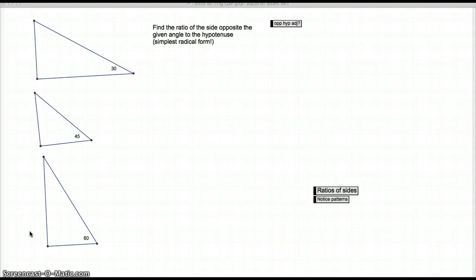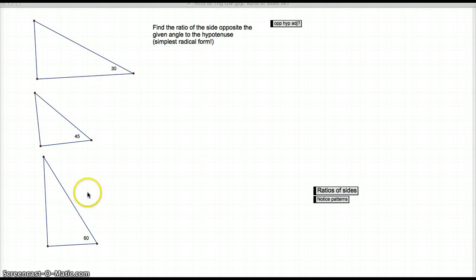Okay, we're going to talk about maybe the most important thing that I will teach you in this entire summer course. And it has to do with similar triangles and the ratio of the sides of similar triangles. So we're going to take a look.